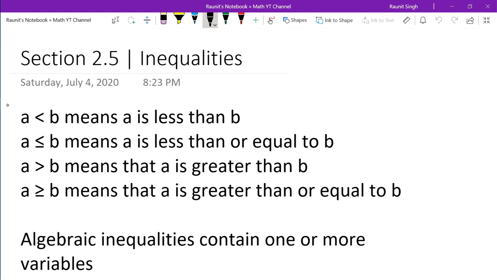Hello everybody, so today we're going to be talking about section 2.5, which is inequalities. And let's get right into it.